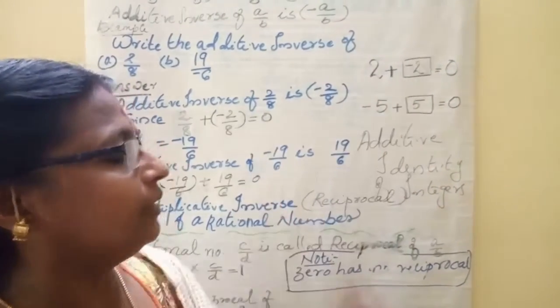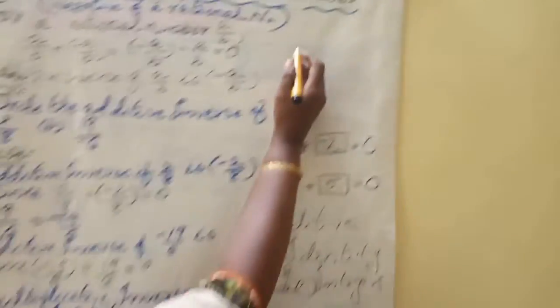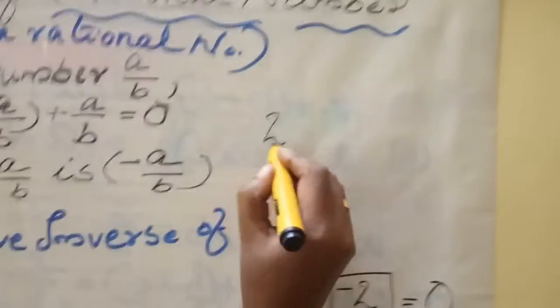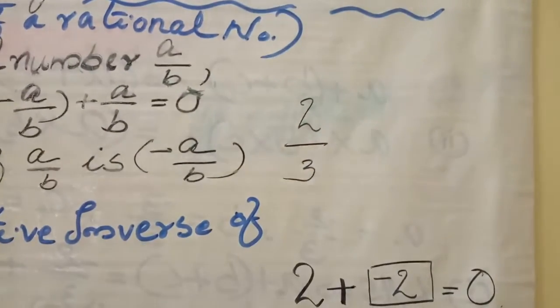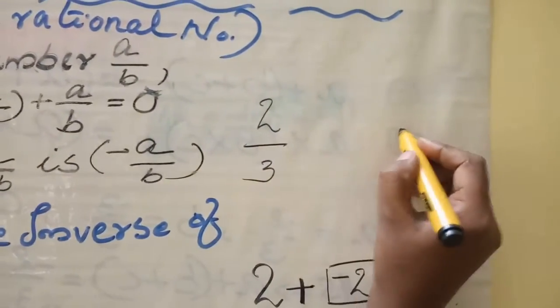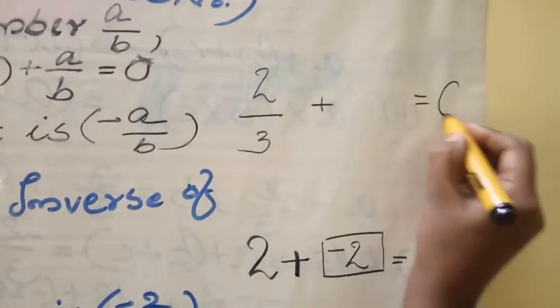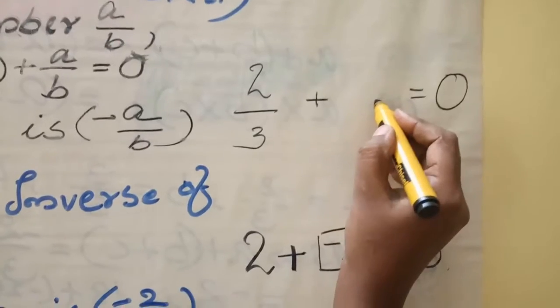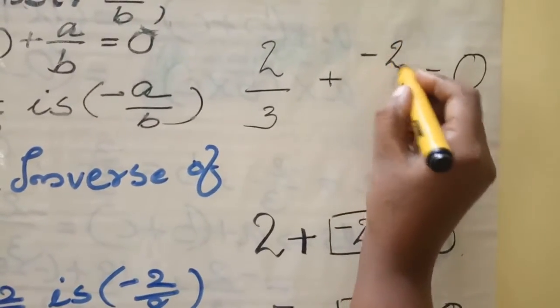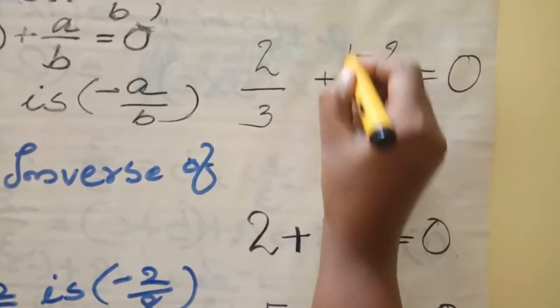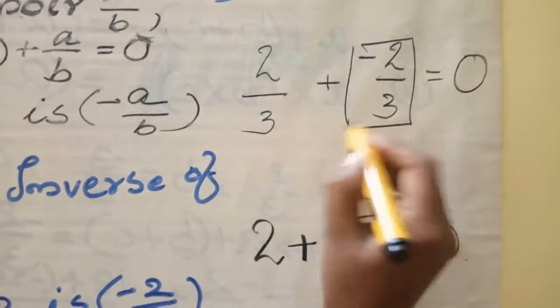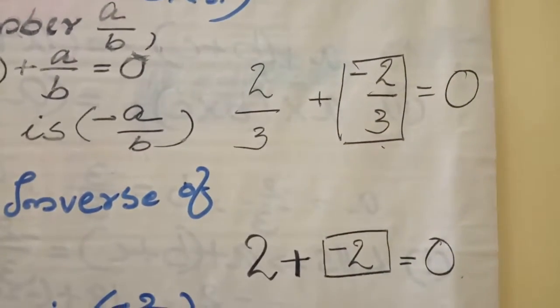In the same manner, suppose I consider a rational number, say 2 by 3. You get plus, the answer is 0. So we are adding here which number? Negative of the number, minus 2 by 3. I am adding here, you get the answer 0.